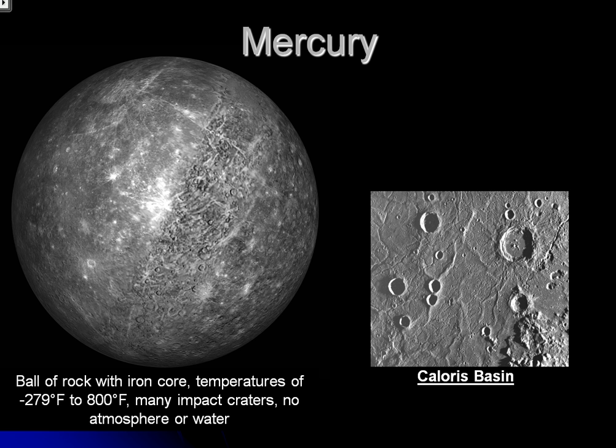Mercury is a ball of rock with an iron core. Temperatures on the daylight side facing the sun reach 800 degrees Fahrenheit, hot enough to melt lead. And on the night side, negative 279, cold enough to freeze air if we could transfer any air to Mercury. Because of this constant shifting back and forth from extremely hot to extremely cold, it has no atmosphere, no water. Any gases have long since evaporated out, but it does have many impact craters, as you can see from this image.